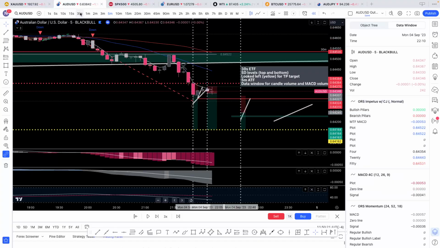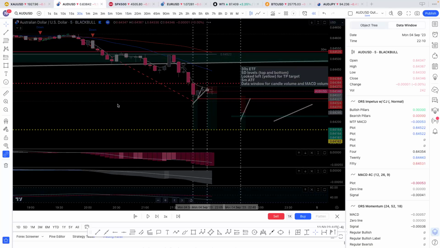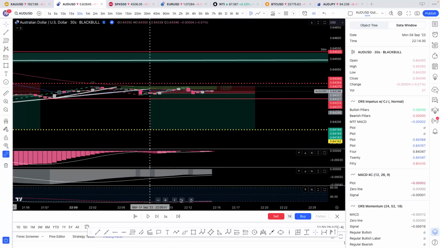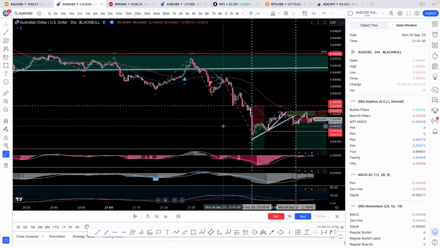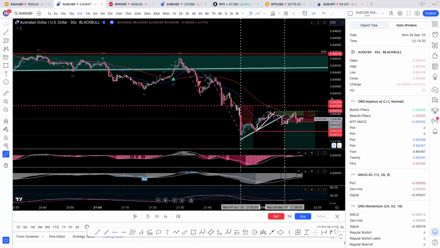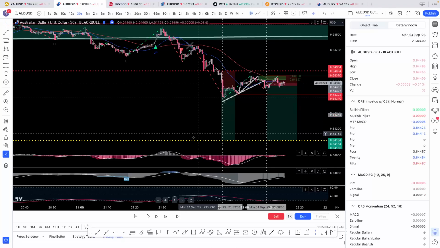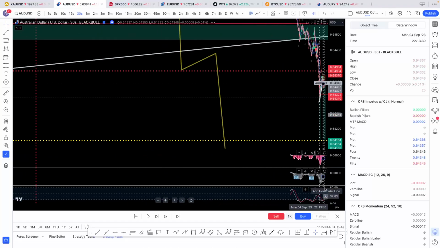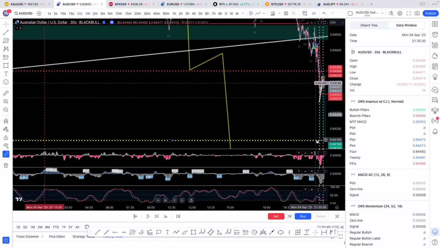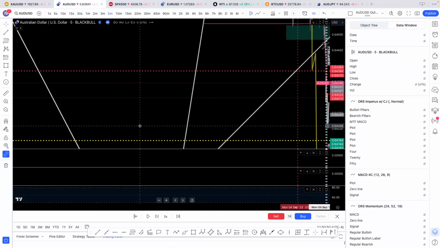So I continue dropping down to the 30 second, and I just went ahead and entered after I noticed that I had lots of volume. So I entered here, of course, where I have this vertical line. And then I looked over to the left to see potentially where my take profit target could be. Let me go back to the 5.